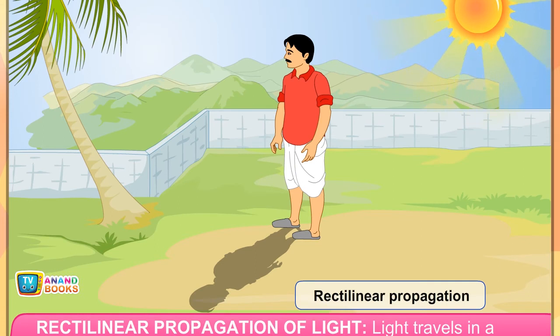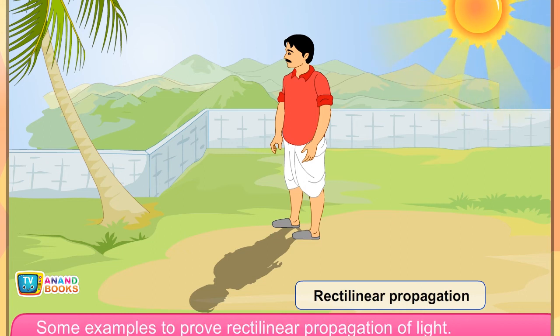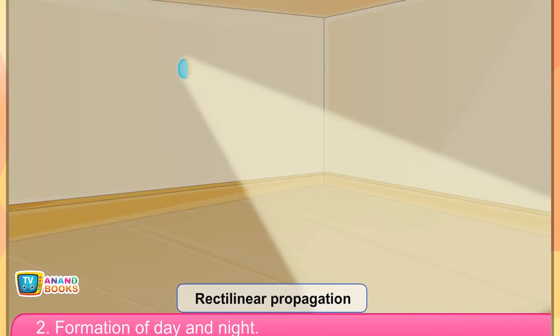Rectilinear propagation of light. Light travels in a straight line. This is called the rectilinear propagation of light. Some examples to prove rectilinear propagation of light. Number 1. Formation of shadows and eclipses. 2. Formation of day and night. 3. When a beam of sunlight enters a dark region through a small hole, we can see the beam of light traveling in a straight line.